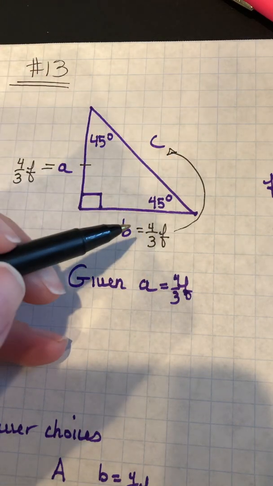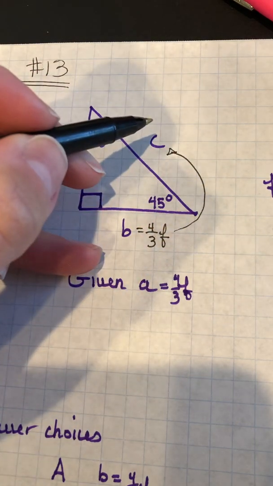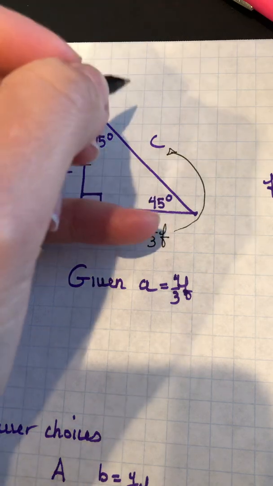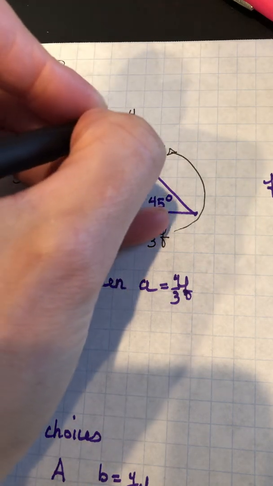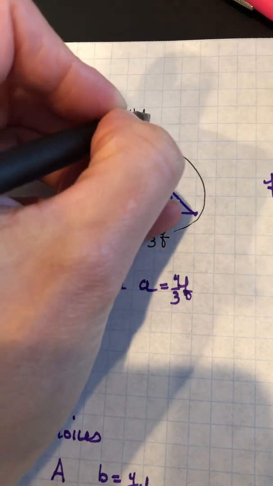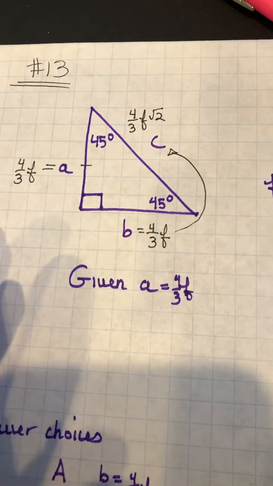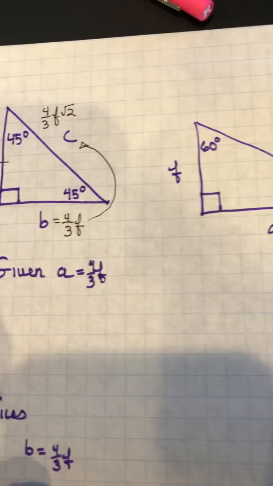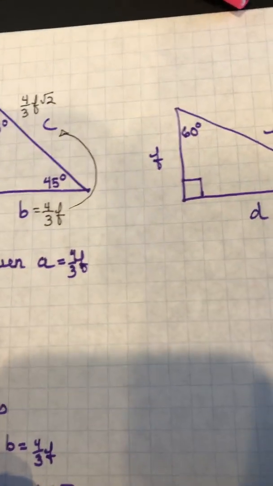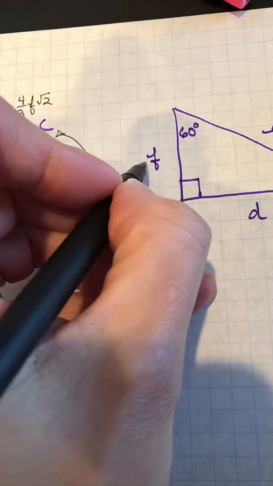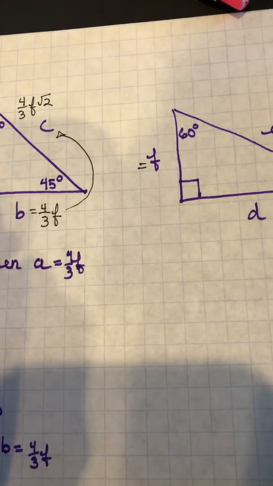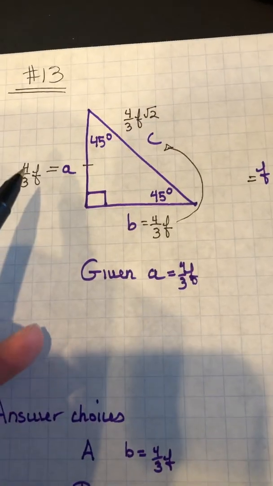And so to go from a leg to the hypotenuse, I multiply by the square root of 2. So C would be 4/3 F times root 2, which I know looks a little weird, but that's what it is. So now I can come over to my second triangle, and I have side F. Now, what is F equal to? Well, there's an F in this side here.